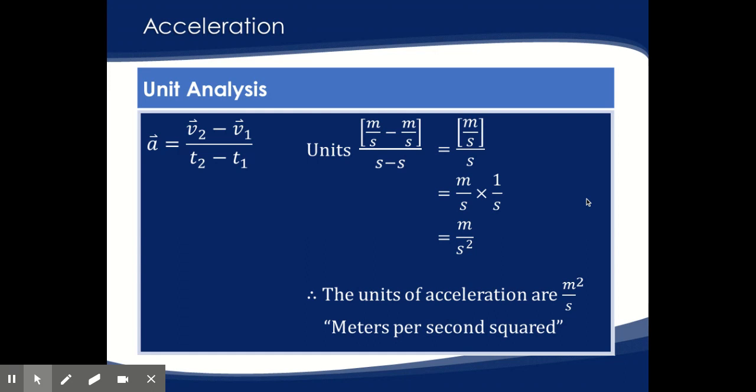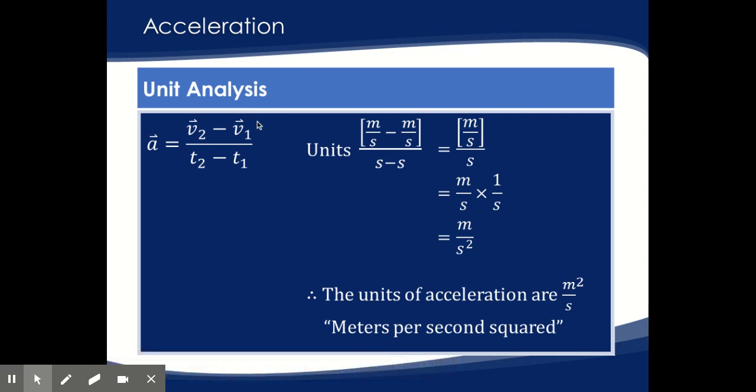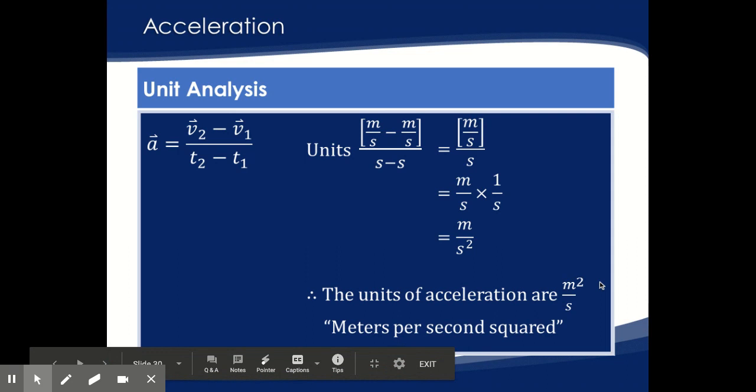So if we're going to look at the units for acceleration, what units would you use? It ends up being meters per second squared, m/s². The reason for that is because we're using velocity within here. If you look at the units attached to these variables, you'd have meters per second minus meters per second, over second minus second. When you break that down, you end up having meters per second per second. So instead of saying meters per second, it's written as meters per second squared.